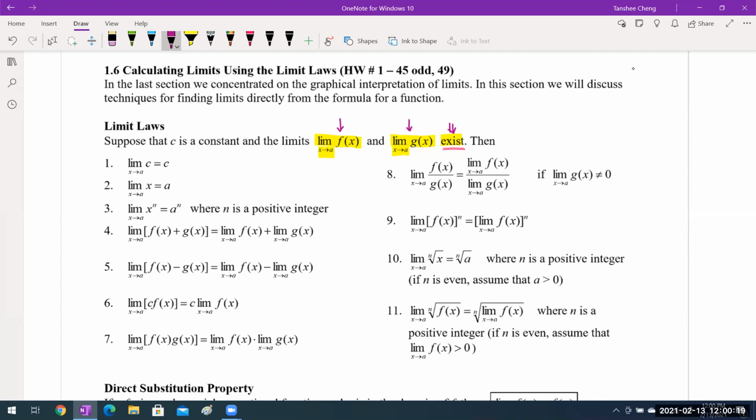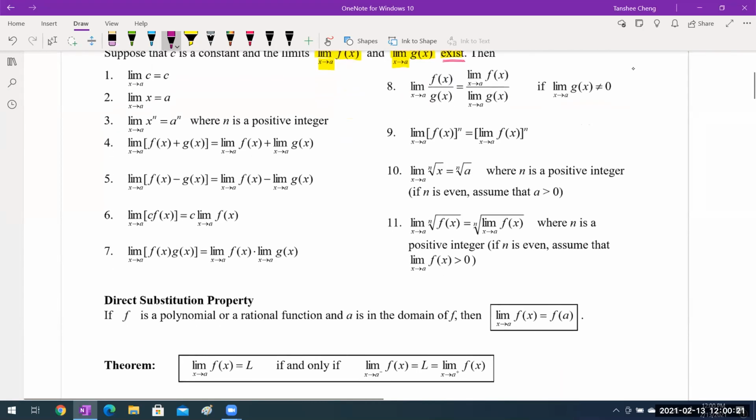So what we are interested in is using these properties to do the examples. And the most useful one, I would say, will be this direct substitution property. For now, we will be looking at this. If f is either a polynomial or a rational function, and the limit that we are approaching, which is a, is within the domain of that function, then direct substitution holds. Meaning the limit as x approaches a of that function is the same thing as the function value.